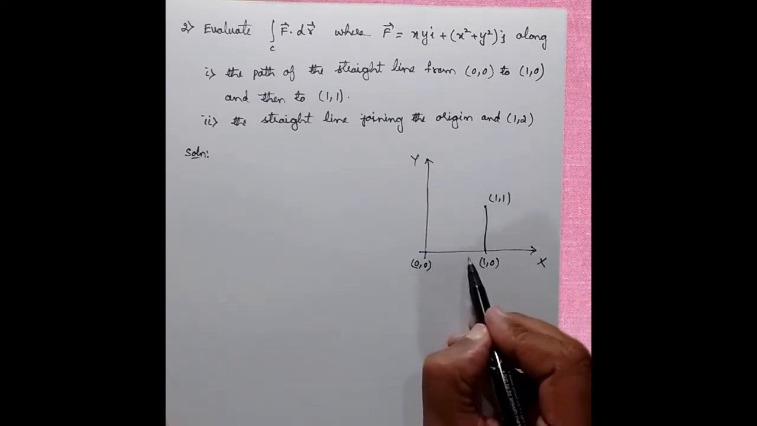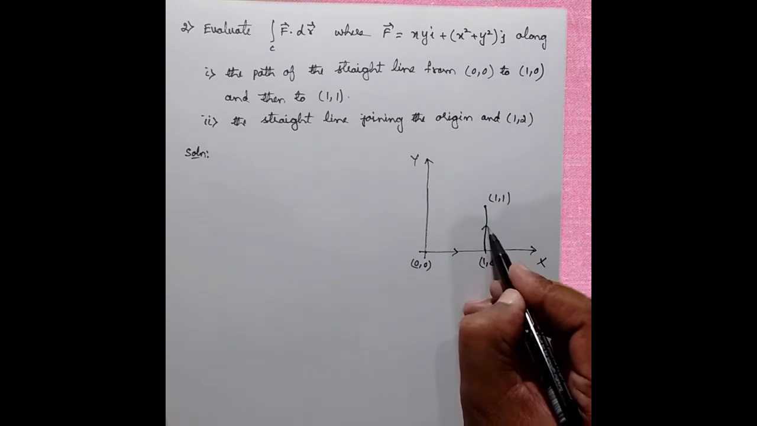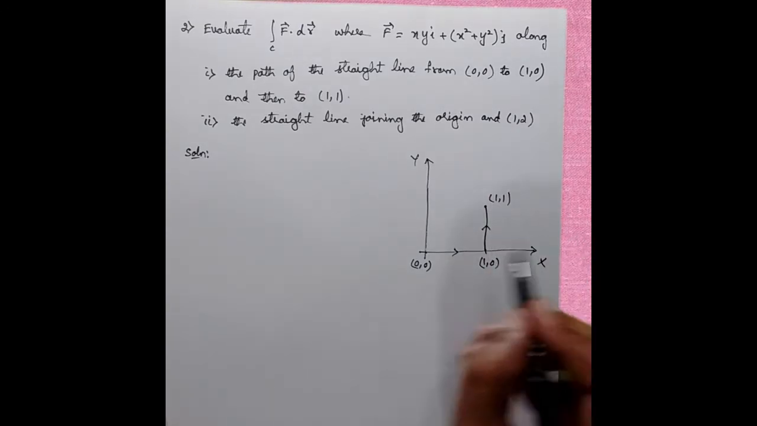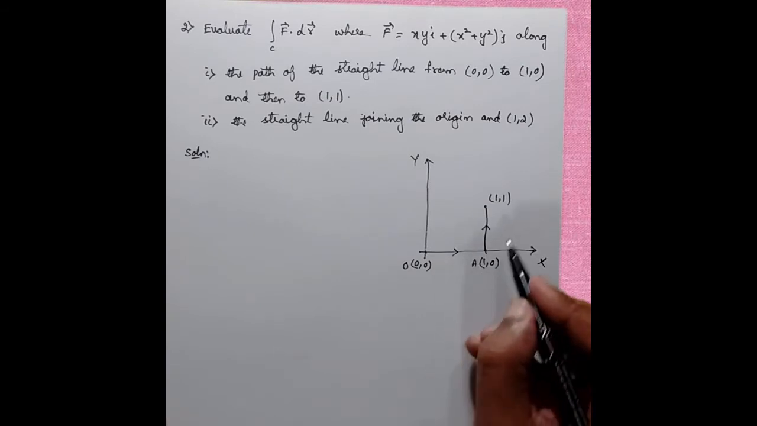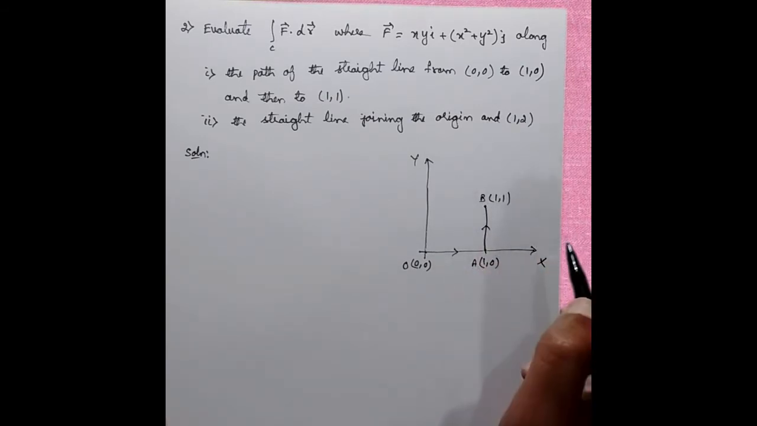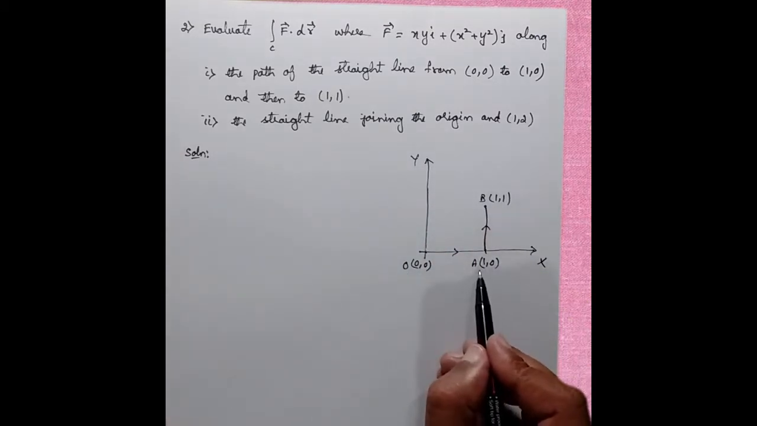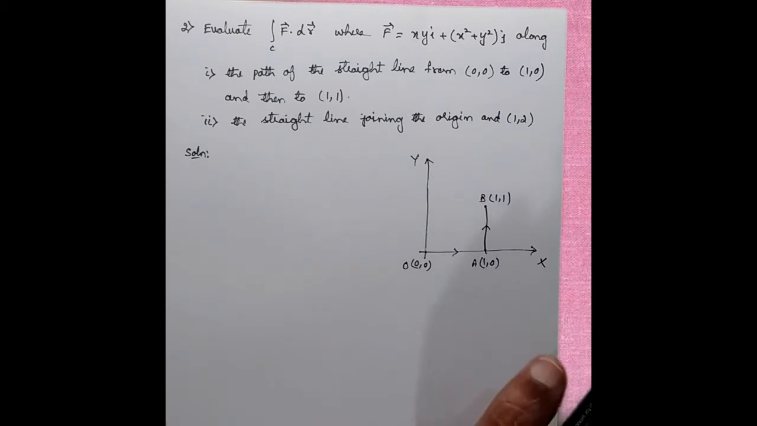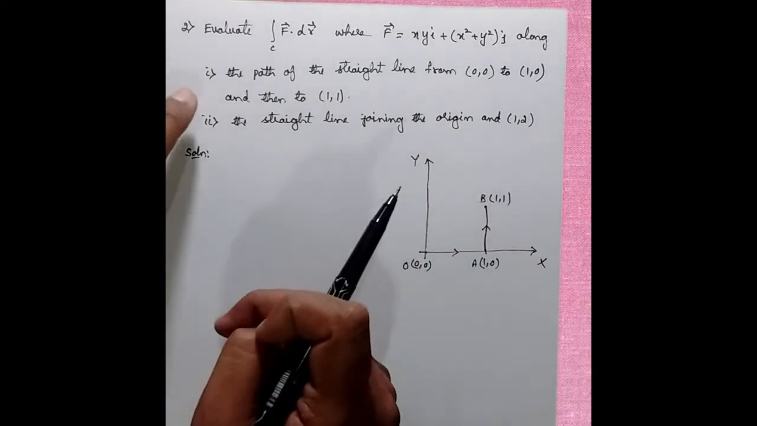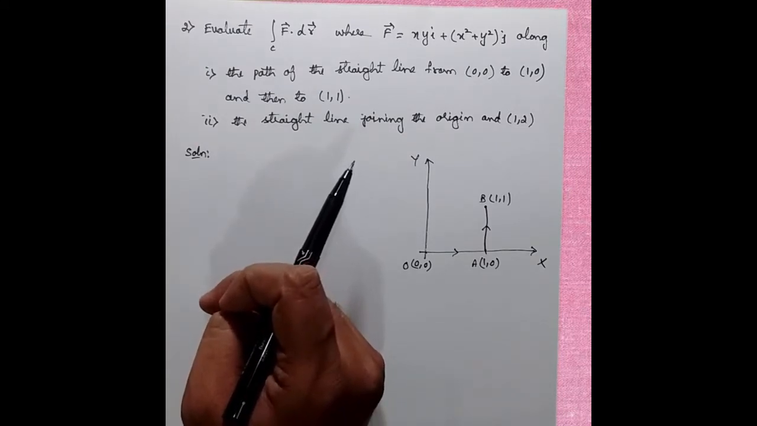Alright, from (0, 0) to (1, 0), again from (1, 0) to (1, 1). So suppose I consider this as the origin O, this is the point A and this is the point B. That means the first path given is OA, and the second path is from A to B. So let's first complete the first result and then move on to the second one.